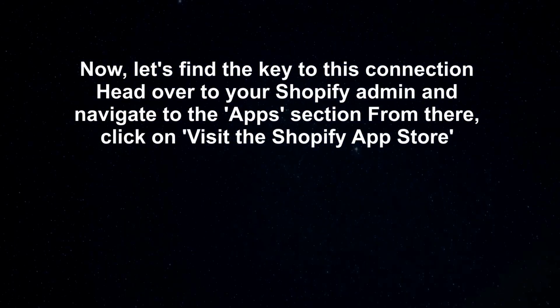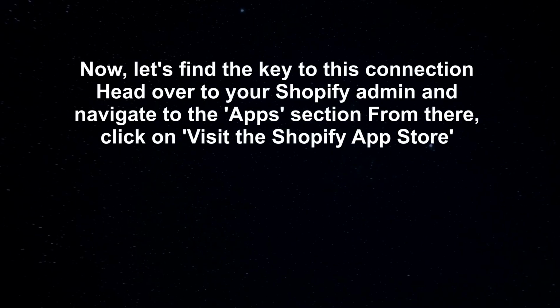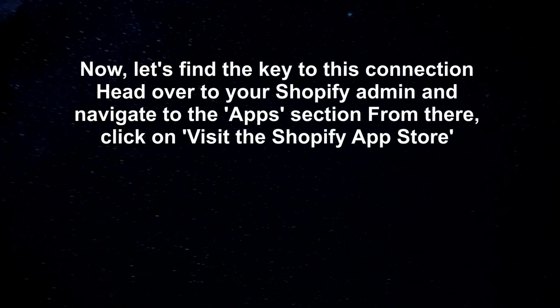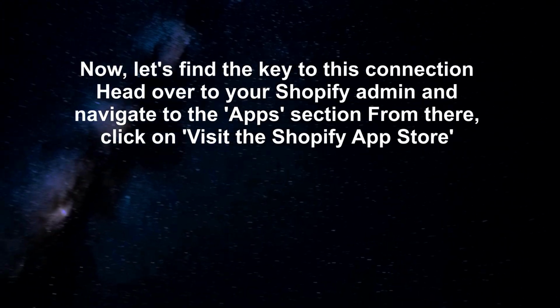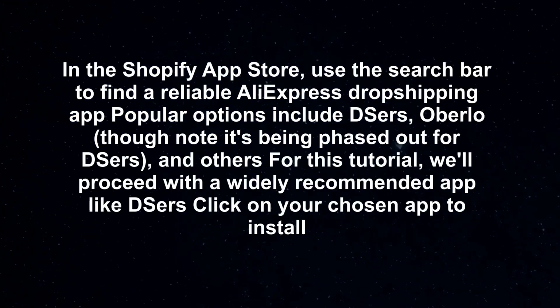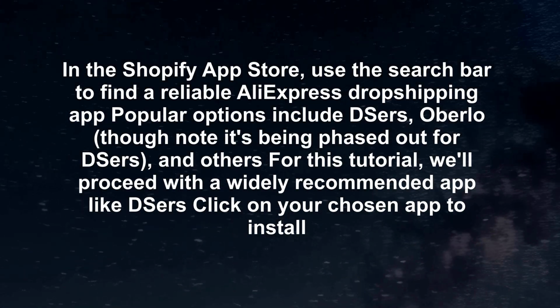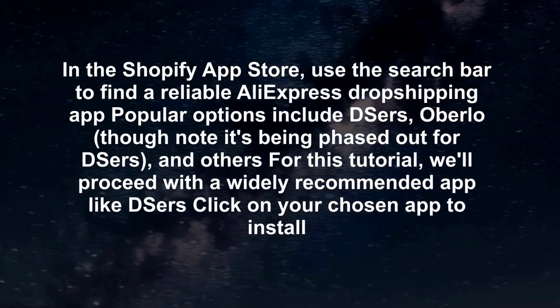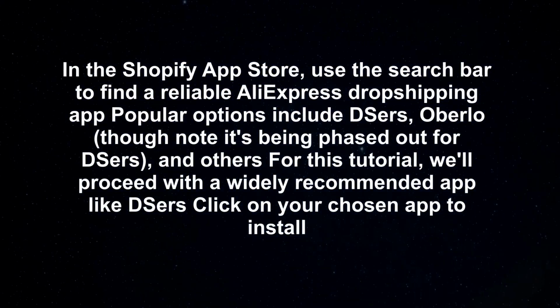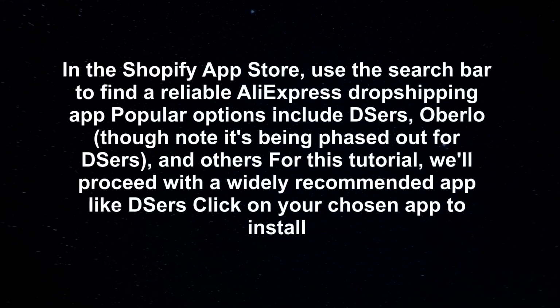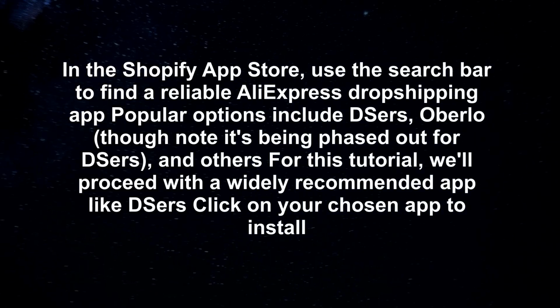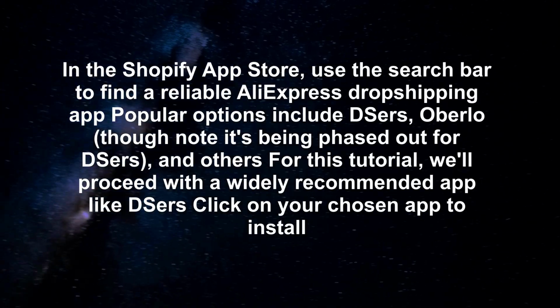Now, let's find the key to this connection. Head over to your Shopify admin and navigate to the Apps section. From there, click on Visit the Shopify App Store. In the Shopify App Store, use the search bar to find a reliable AliExpress dropshipping app. Popular options include Sirs, Oberlo, though note it's being phased out for Sirs, and others. For this tutorial, we'll proceed with a widely recommended app like Sirs.